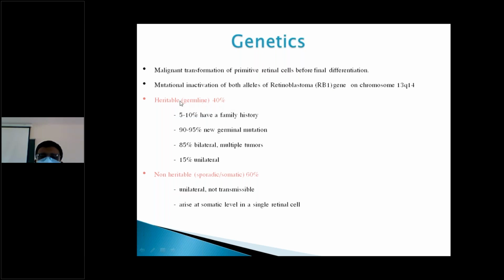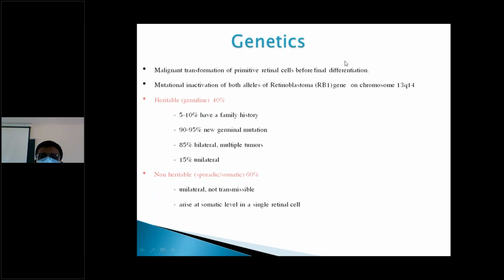There are two types of inheritance: heritable or germline inheritance, and non-heritable or somatic inheritance. Heritable: 10% have a family history, 95% have germline mutation, 85% have bilateral multiple tumors, 15% are unilateral. Somatic means 60% unilateral, non-transmissible. It cannot be transmitted to the next generation. It arises at a somatic level in a single retinal cell.